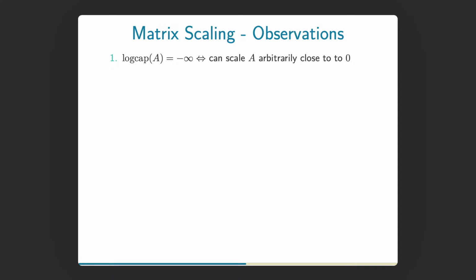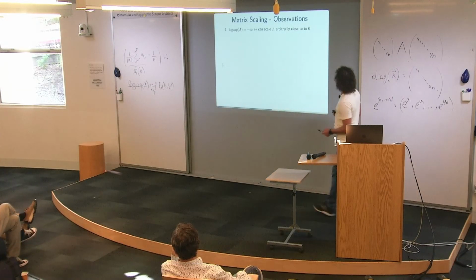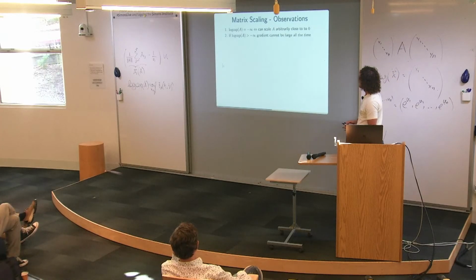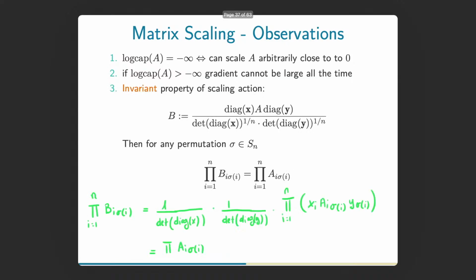Ask a silly question. Is f_A convex in X and Y or in U and V? It's convex in U and V. Yeah. And if log capacity is bounded away from minus infinity, so if it's finite, then I know that the gradient cannot be large all the time. Now let's talk about this invariant property of the scaling action.